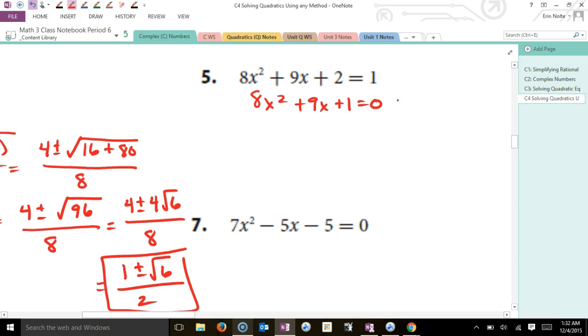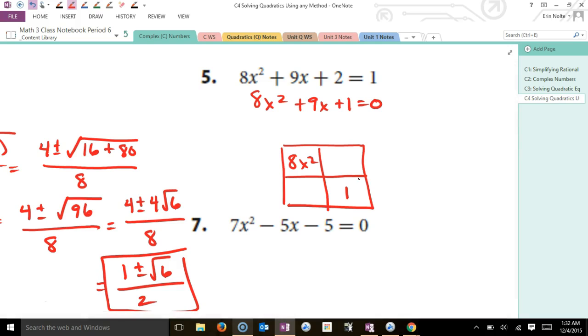Okay, so we're going to do the box method to factor this. A little refresher. So we got 8x squared, we got 1. So 8 times 1 is 8. What two numbers multiply to 8 and add to 9? 1 and 8. So don't forget your x's on that. So 1x and 8x.